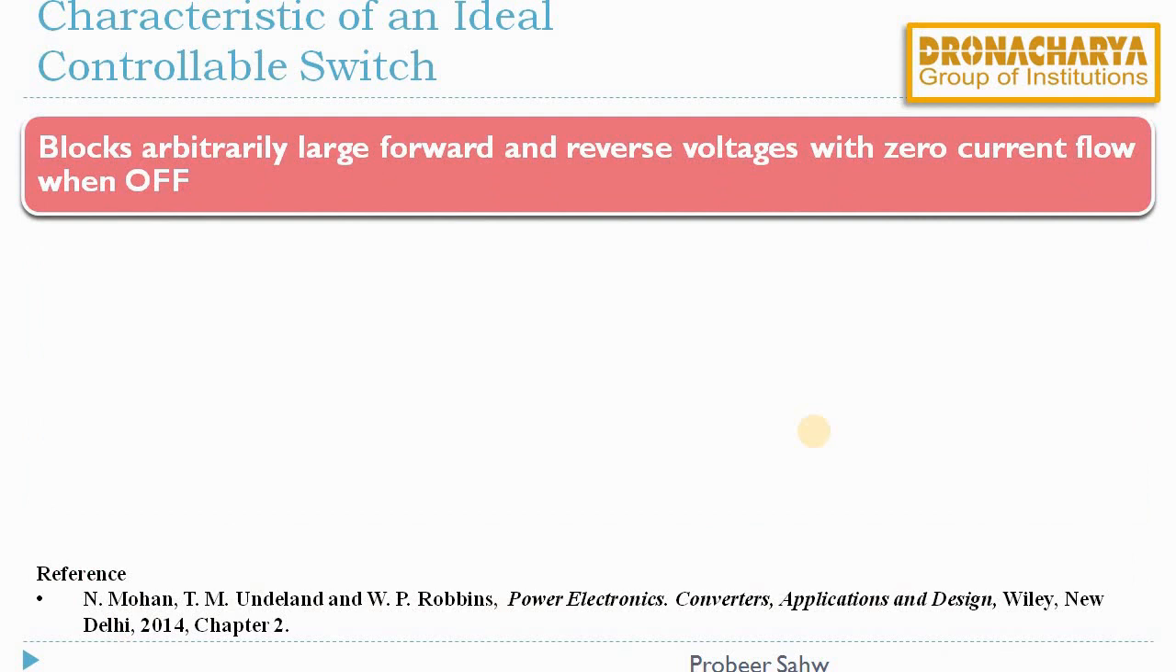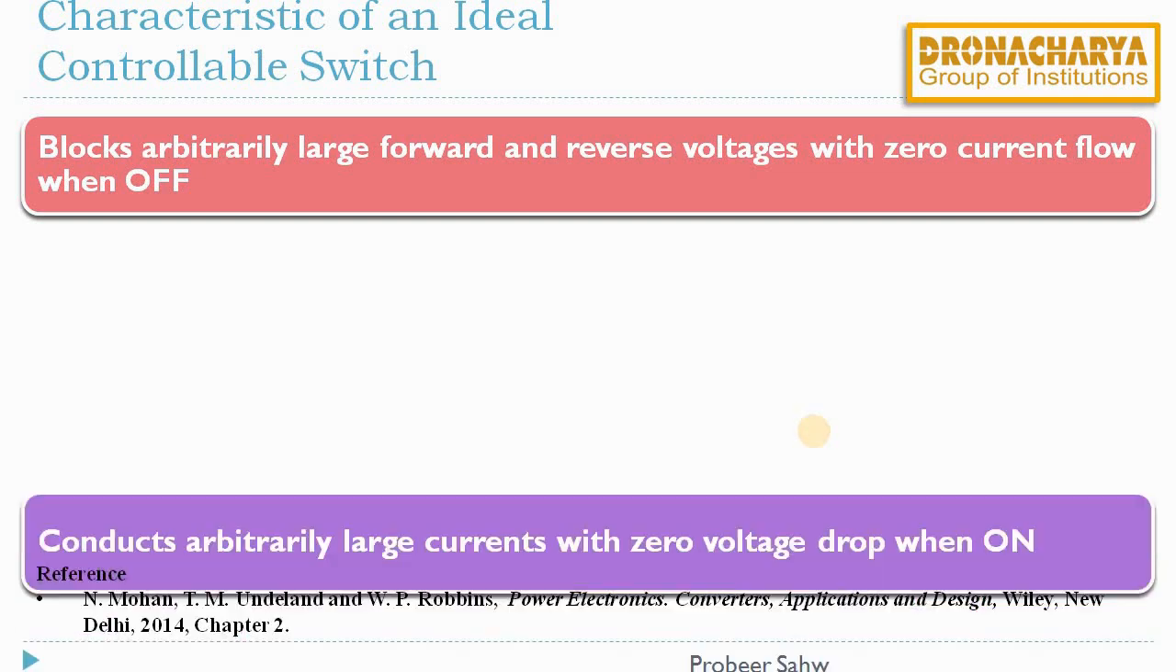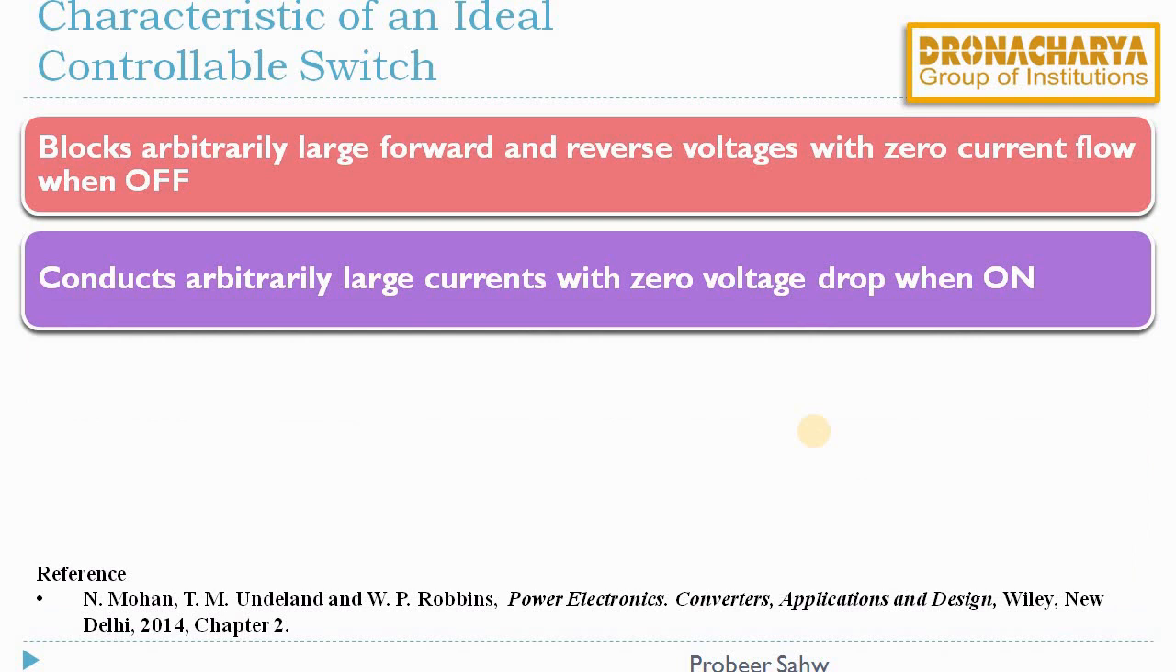And when they block certain voltage either in the forward or reverse direction, we say the switch is off and there must be no current flowing through the switch. Second characteristic is that they conduct large currents when they are on. So if a switch is on, they are able to conduct a very high current or large current. Ideally speaking, they can conduct infinite amount of current. And in this condition, there should be no voltage drop across the switch.